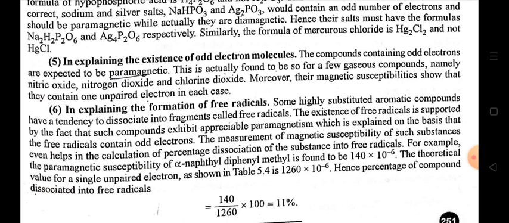The measurement of magnetic susceptibility of substances even helps in the calculation of the percentage dissociation of the substance into free radicals. For example, the paramagnetic susceptibility of alpha-naphthyl diphenyl methyl is found to be 140 into 10 raised to the power minus 6. The theoretical value for a single unpaired electron, as shown in table 5.4, is 1260 into 10 raised to the power minus 6. Hence, the percentage of compound dissociated into free radicals is 140 upon 1260 into 100, that is equal to 11%.